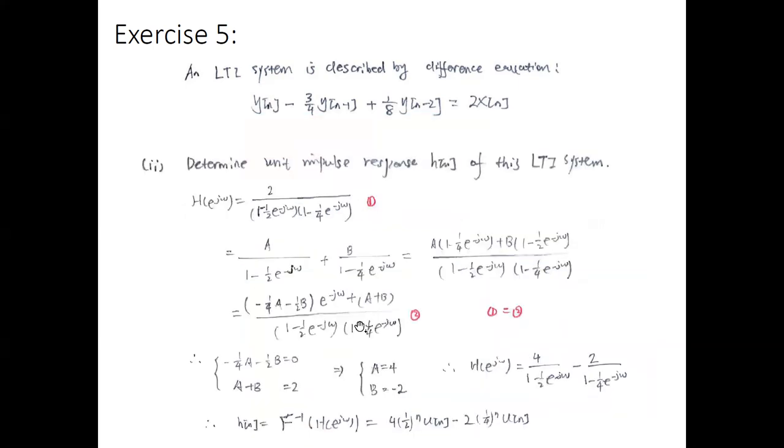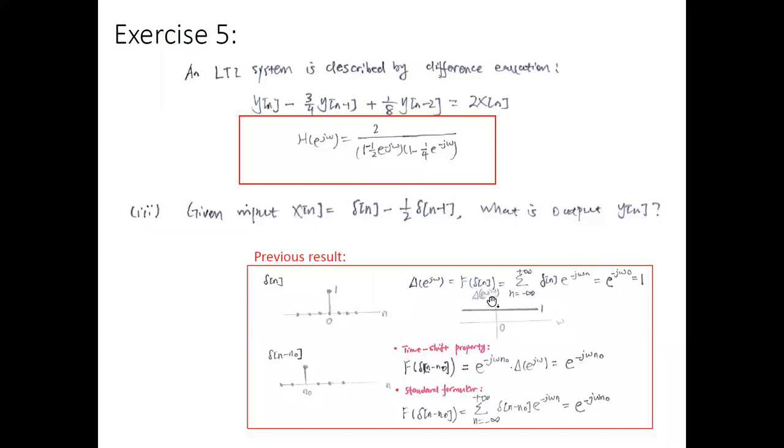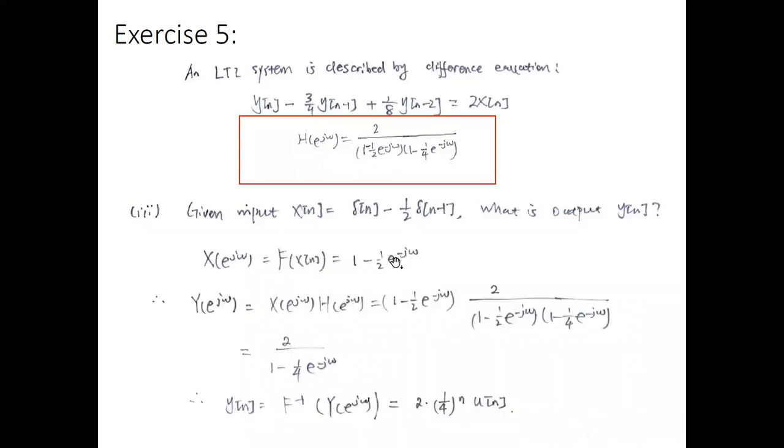Okay, so the Fourier transform of capital X: the first term, delta n, its Fourier transform is just one. The second term is exponential minus j omega n zero. Since we shift it by one, then n zero equals one. So the second term is exponential minus j omega times one, with coefficient minus 1/2 using linearity. So this is capital X.